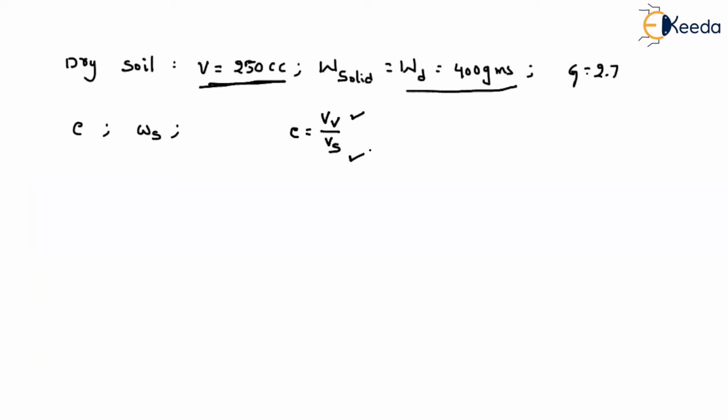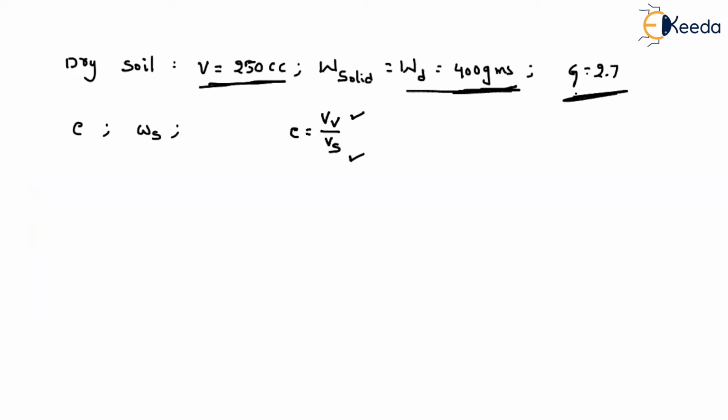Right? Now the question is how can we find the volume of voids? We don't have any other data. Then they have mentioned the weight of the solid particles, and also they have given the true specific gravity. If we know these two, then we can find the volume of solids. So how can I find the volume of solids then? Or is there any other way?